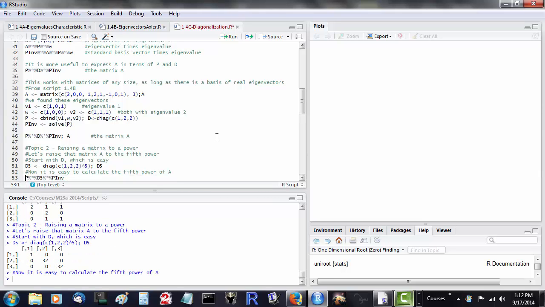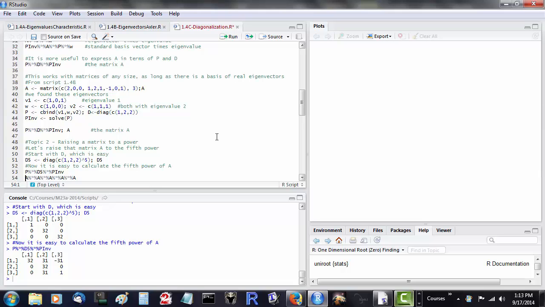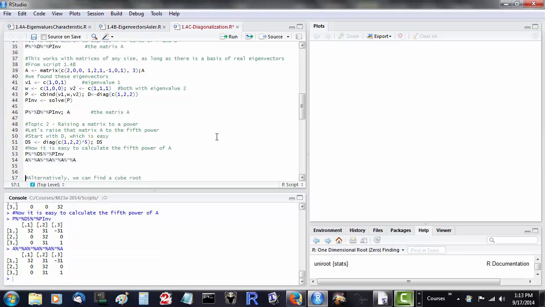Now, this takes a little bit of inductive proof, but it will be easy to show that when I take PDP inverse and raise it to the fifth power, I get lots of cancellations, and the result is just 1 P on the left, 1 P inverse on the right, and the fifth power of D in the middle. That's the result of that calculation. And here's the result of raising A to the fifth power directly. That doesn't prove this always works, but it shows in a fairly general-looking example that is the case.